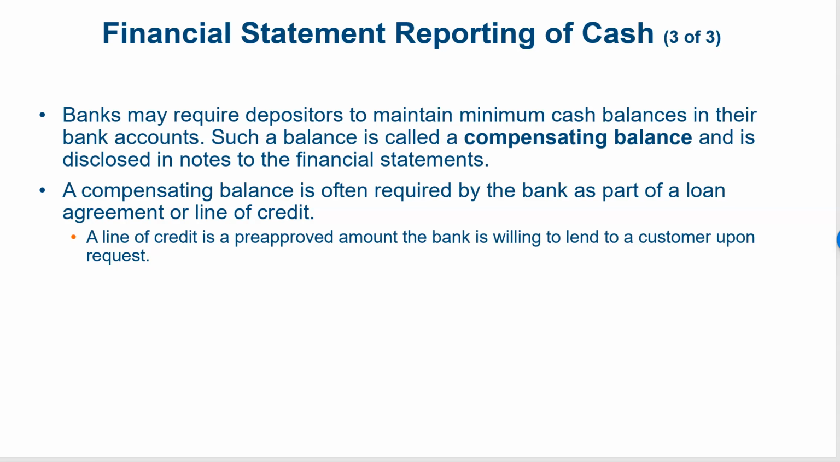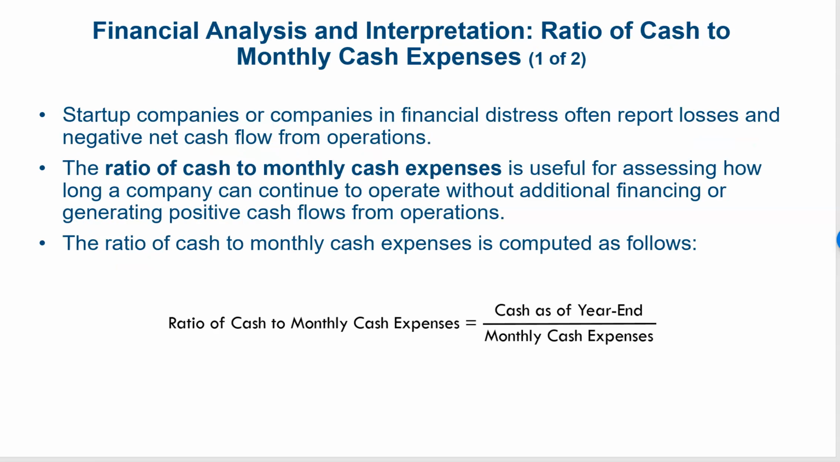So we always end with financial statement analysis. And so this chapter's financial statement analysis is the ratio of cash to monthly cash expenses. So startup companies or companies that are in financial trouble often report losses and negative cash flow from operations. The ratio of cash to monthly cash expenses is useful for assessing how long a company can continue without additional financing or generating positive cash flows. So this is a ratio that can help, especially if you have a company in trouble. So the numerator is cash as of the year end, so the ending cash, divided by the monthly cash expenses.